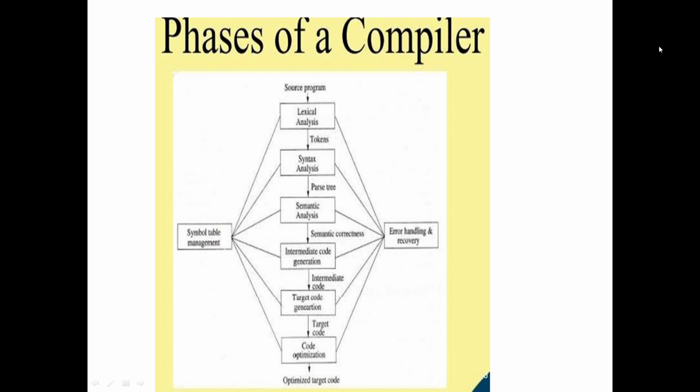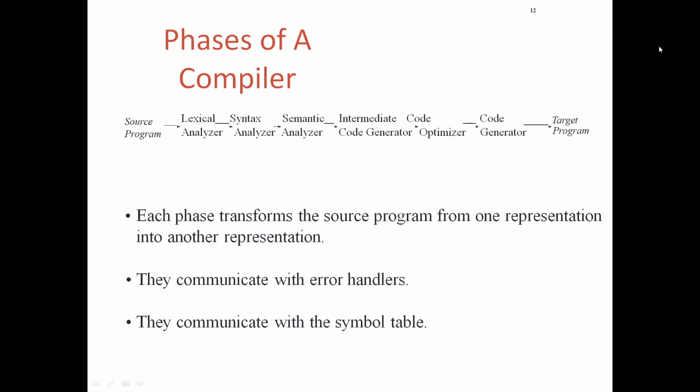In addition to that, we have symbol table management as well as error handling and recovery. We will see one by one what form it will be converted into in every phase. As I told, we have 6 phases. So we will give input as a source program, and that program will be translated into a target program. In between, we have 6 phases. Each phase transforms a source program from one representation into another representation.